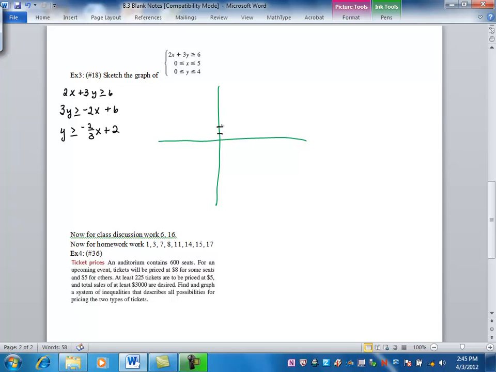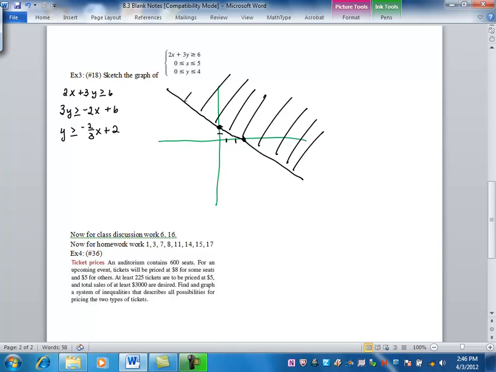I need to go up 2 units. And then from there I need to drop down 2 units and go to the right 3 units. So y is greater than or equal to negative 2/3 x plus 2. And since this is a greater than or equal to, this is going to be a solid line. Now the solution to this particular inequality I'm shading in black.